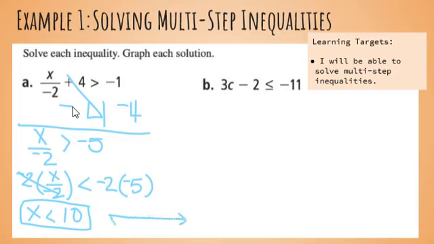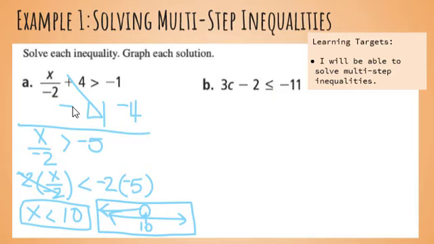So I'm going to draw our number line here. And we have a point at 10, an open point because it's not equal to, and our inequality symbol is pointing to the left, so we are going to shade to the left. So here's our second answer for this problem.